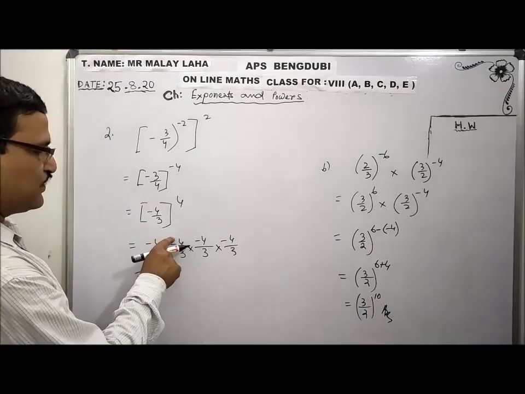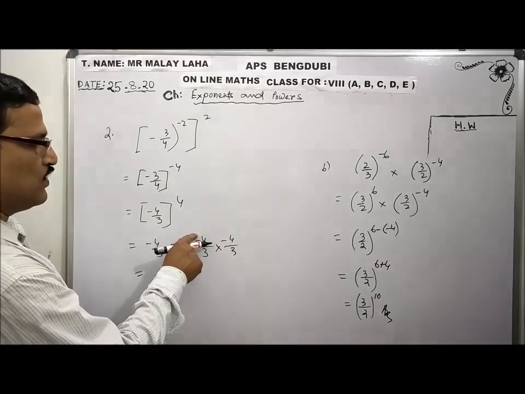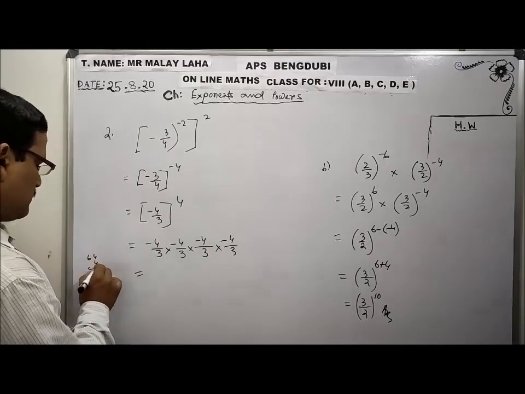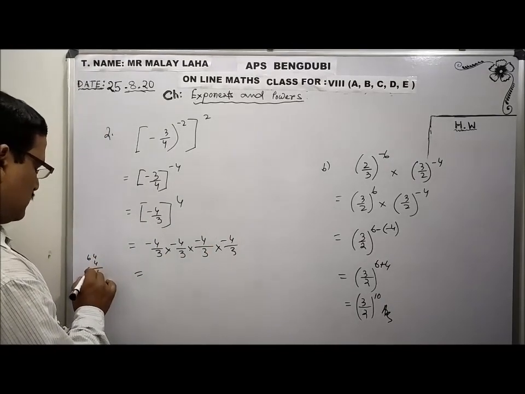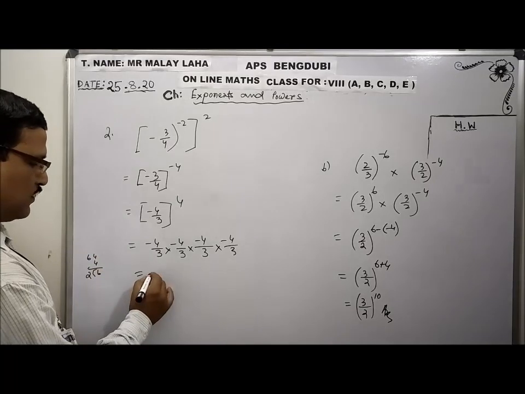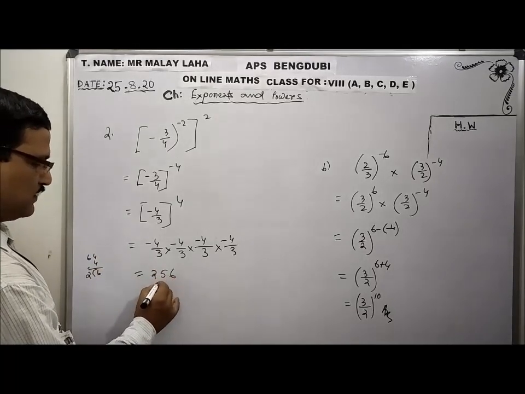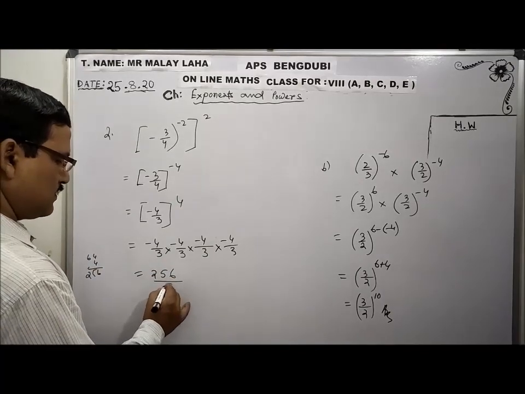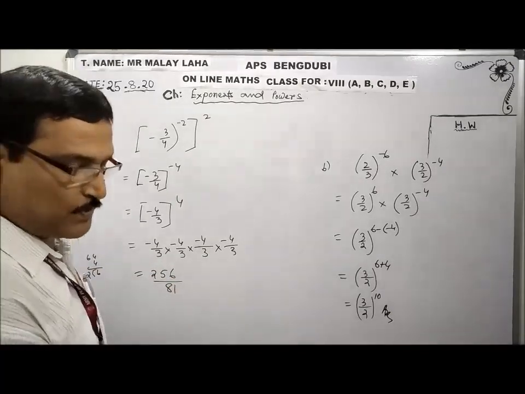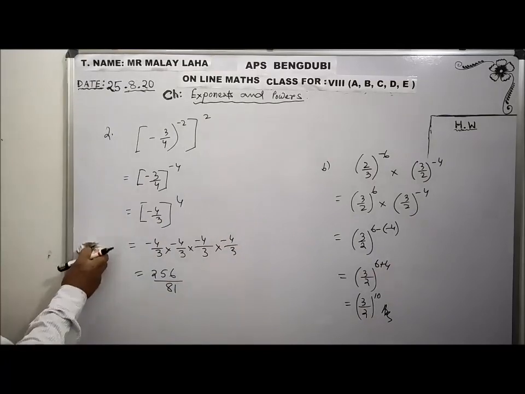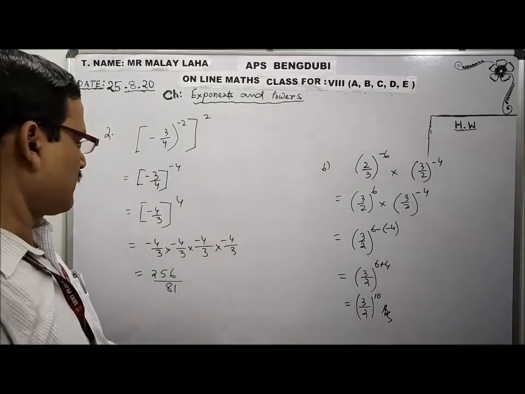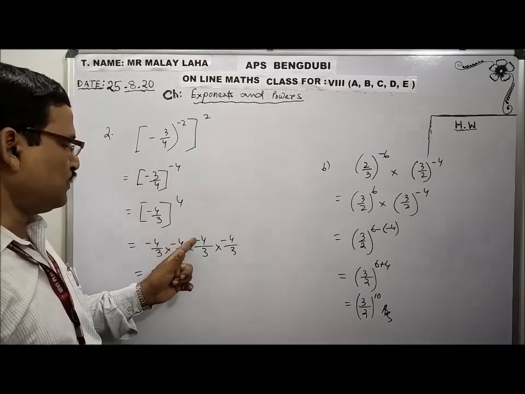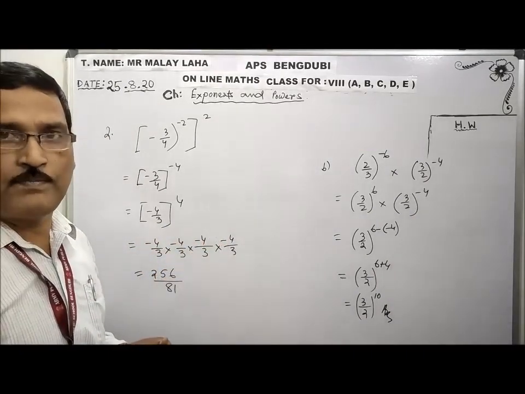If I multiply 4 four times: 4 fours are 16, 16 fours are 64, 64 fours are 256. So 256 by 81. This is 81. Now positive or negative? You tell me. Will it be positive or negative? How many negative numbers are there? 1, 2, 3, 4.